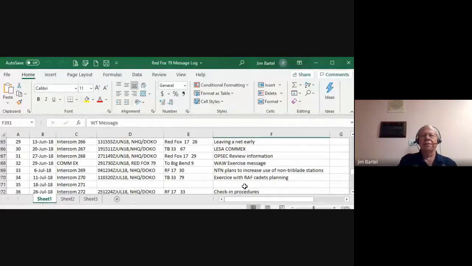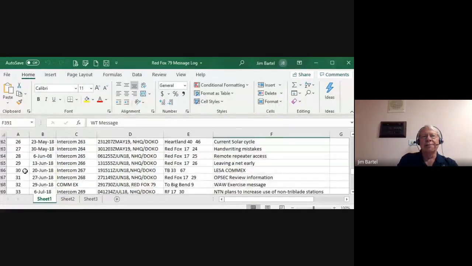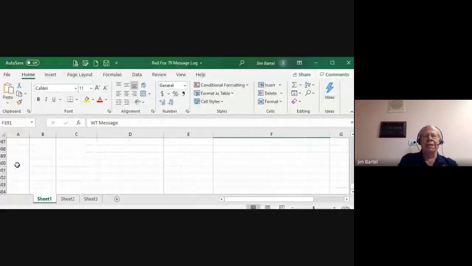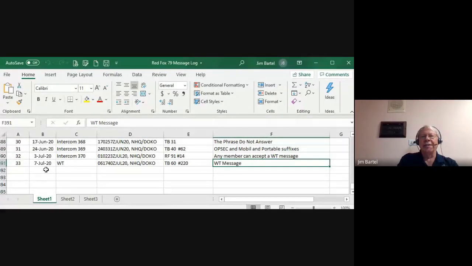I have one log, and you can see these are my message numbers over here in the first column. So every time I add another message, I get a new message number for mine. So I put the date that I received it, what it is, date, time, group, and originator. Here's who I got it from, Triblade 60, and that was Triblade 60's message 220. And that was a Whiskey Tango message on that particular date. So as far as your log is concerned, you're going to have one log for everything you receive into your station.